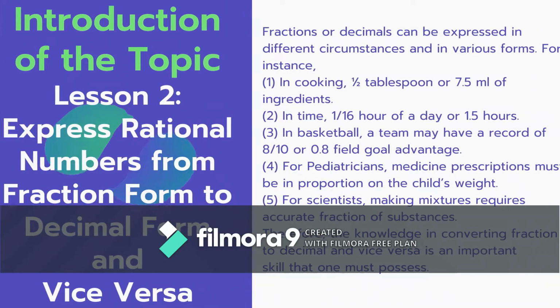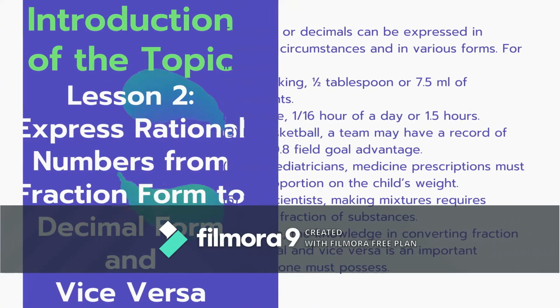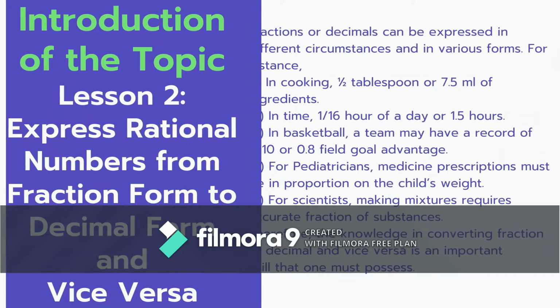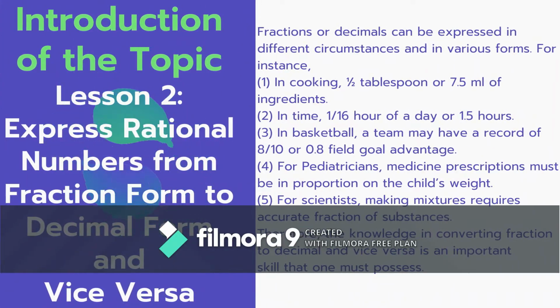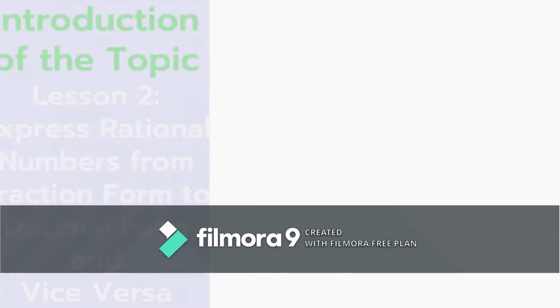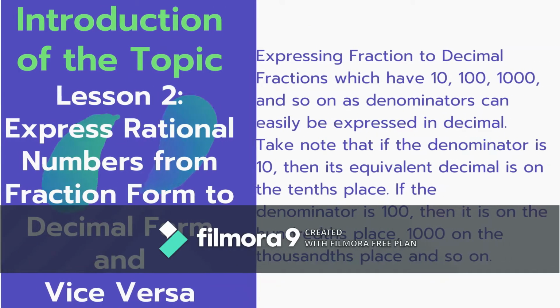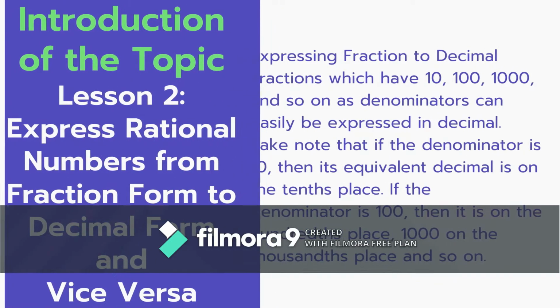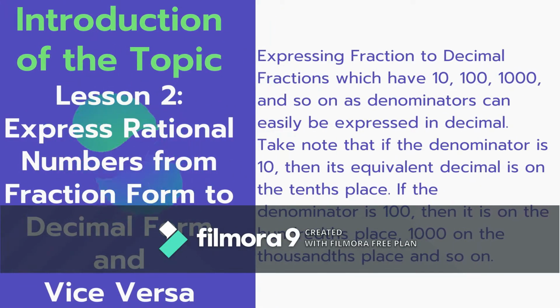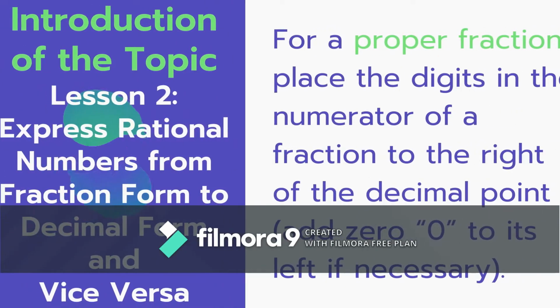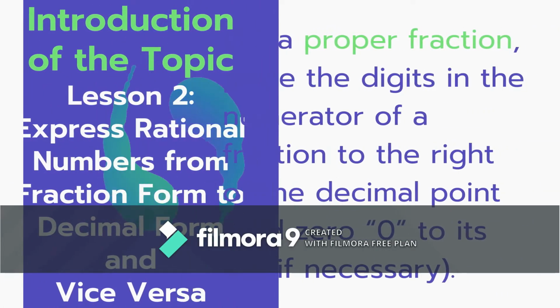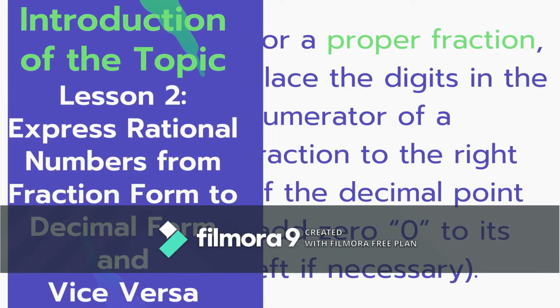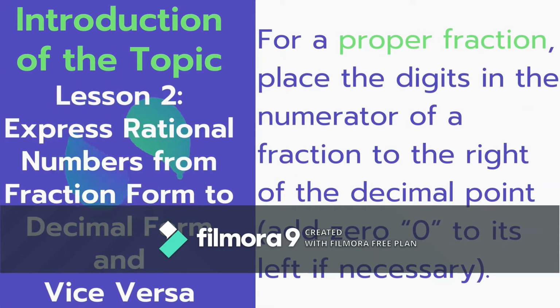Express rational numbers from fraction form to decimal form and vice versa. These are the following uses of fractions in daily life. For example, in cooking, in time, in basketball, in pediatrics, and for scientists. Expressing fraction to decimal. Fractions which have 10, 100, 1000, and so on as denominators can easily be expressed in decimal. For a proper fraction, place the digits in the numerator of the fraction to the right of the decimal point, then add 0 to its left if necessary.